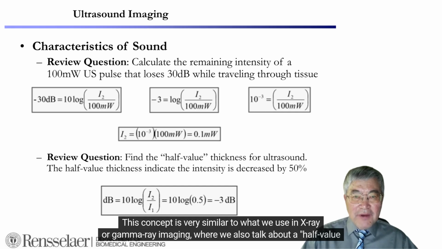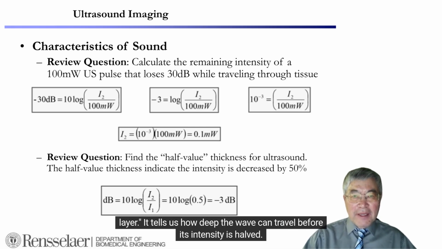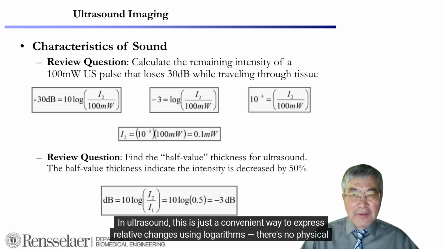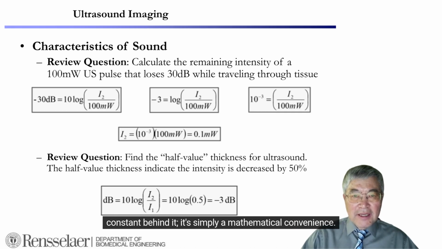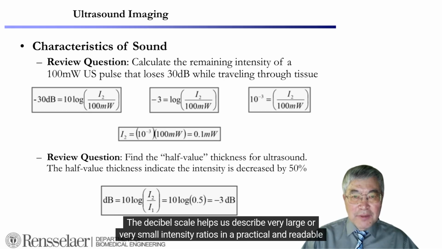This concept is very similar to what we use in X-ray or gamma-ray imaging, where we also talk about a half-value layer. It tells us how deep the wave can travel before its intensity is halved. In ultrasound, this is just a convenient way to express relative changes using logarithms. There's no physical constant behind it, it's simply a mathematical convenience. The decibel scale helps us describe very large or very small intensity ratios in a practical and readable way.